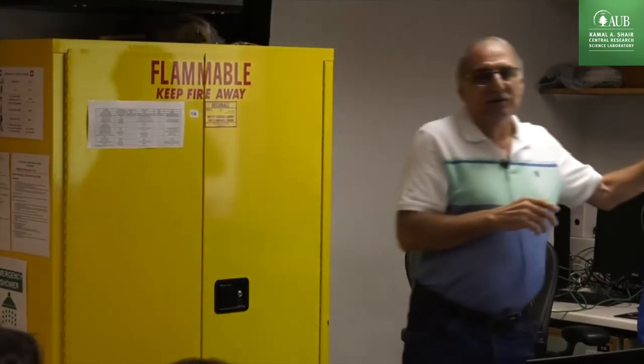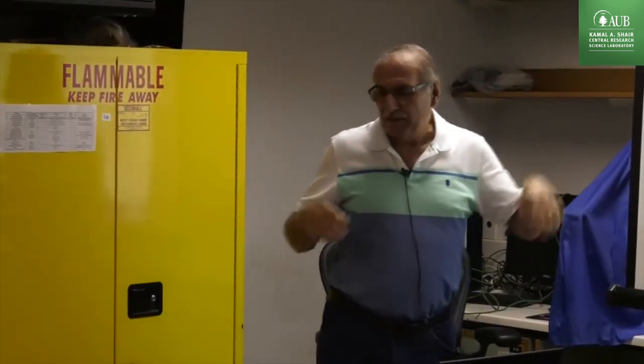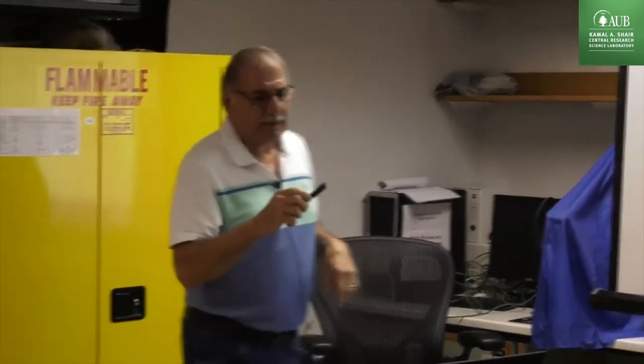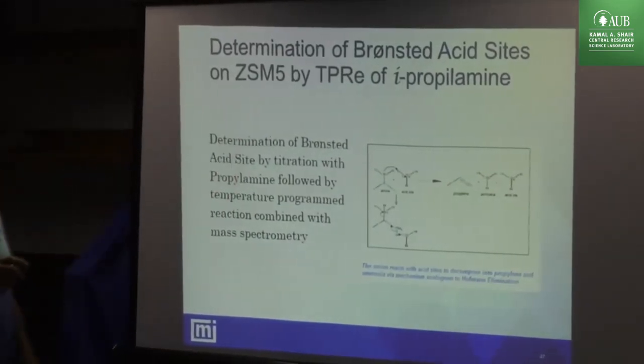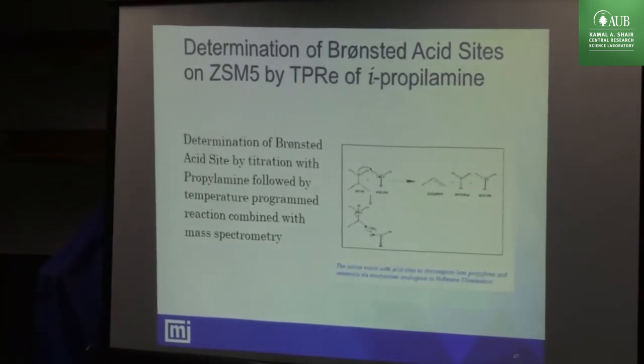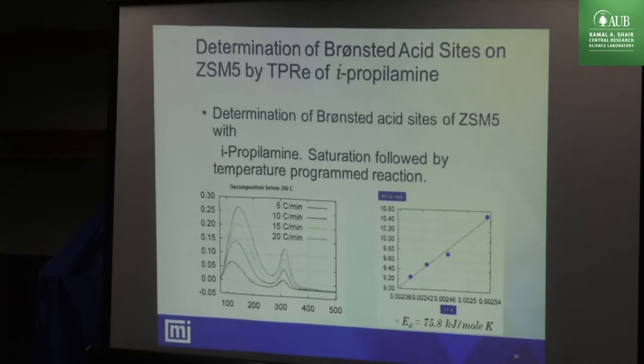Okay? Then what you do is you have to use a larger molecule, not ammonia, but in this case we use isopropylamine. Okay? The isopropylamine, we adsorb it and we desorb it, and we can see a reaction called Hofmann elimination. Okay? What is happening in this case is that one active site is going to adsorb the isopropylamine, and when you desorb it, you form propylene. And one mole of propylene corresponds to one mole of acid sites. So you can measure the acidity of your sample very easily with isopropylamine, only in the pores which are adequate for my reaction.